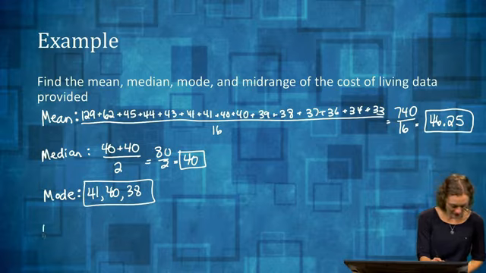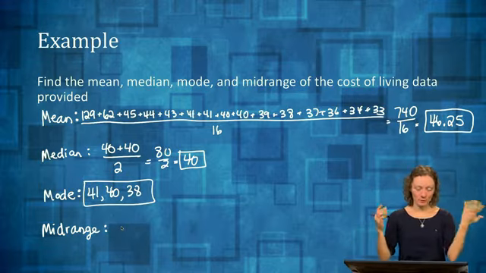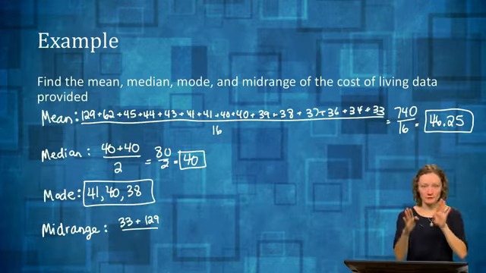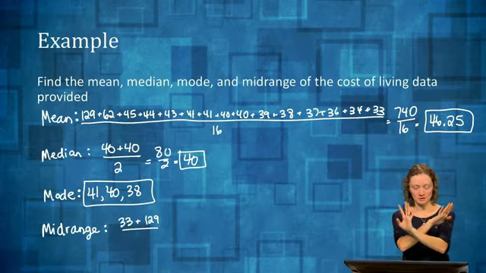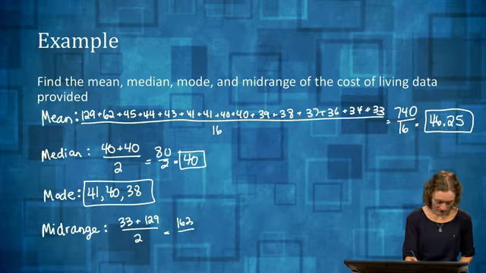And finally, the mid-range. Take the highest and lowest, the 2 extremes, and find their midpoint. Add them together, divide by 2. So the lowest is 33, the highest 129. If you flip-flopped and wrote 129 plus 33, same thing. We get 162 over 2, 81.